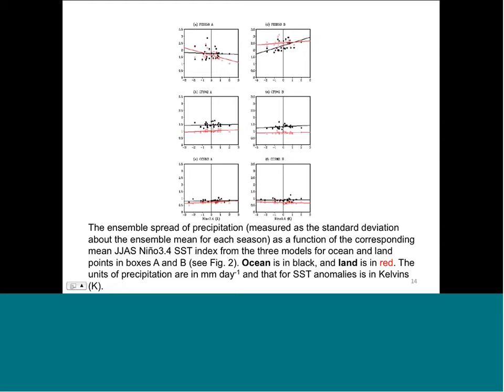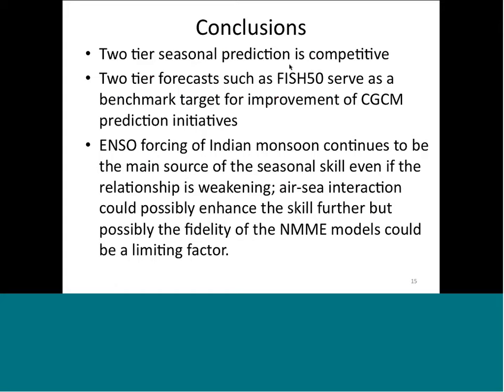You can clearly see the strong ENSO forcing. The red points are ocean, the black points are land, and you can clearly see there is a very strong ENSO forcing that is preserved in Fish 50, while in CFS V2 and CCSM3, it is just not there. And if you look in the Southeast Asian monsoon region, there is again very strong ENSO forcing over the South China Sea. I'll stop here because I've got my 15-minute notice, and then leave the conclusions on the screen.